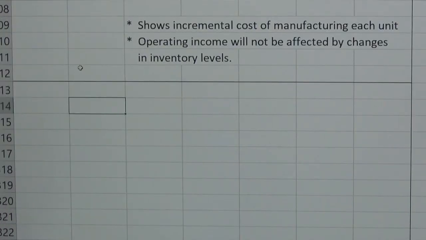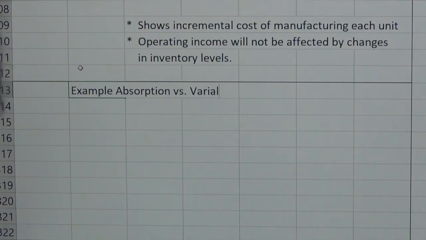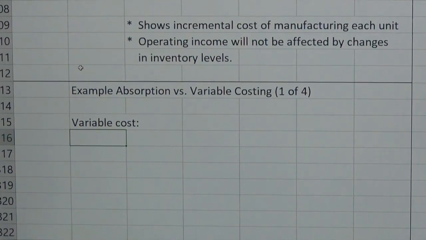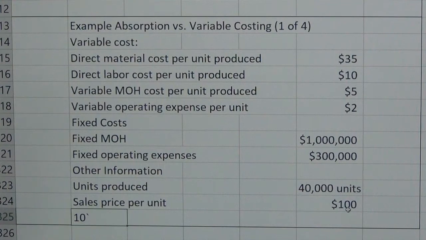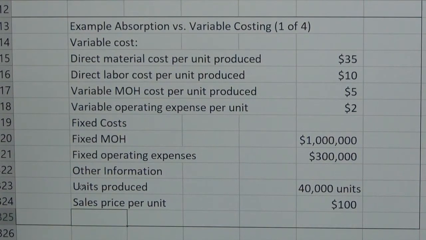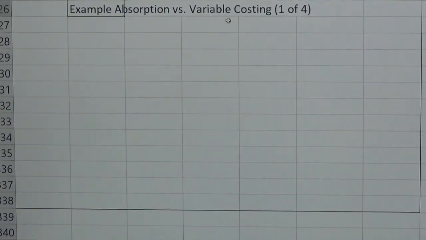All right. So let's take a look at an example of absorption versus variable costing. There's one of 4 slides, so let's take a look at it. Okay, so we have variable costs. And this is just going to be data information that's going to be given to us. So the first step is just looking at the data itself. From the last point we have fixed MOH of 1 million, fixed operating expenses of 300,000, and then other information where the units produced is going to be 40,000 units, and the sales price per unit is going to be $100. Okay.